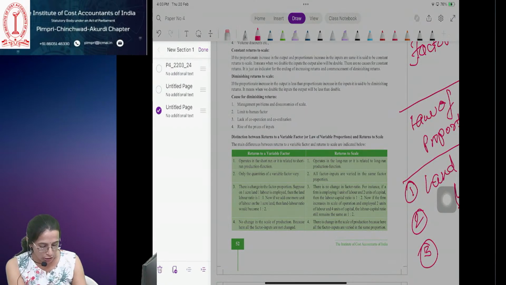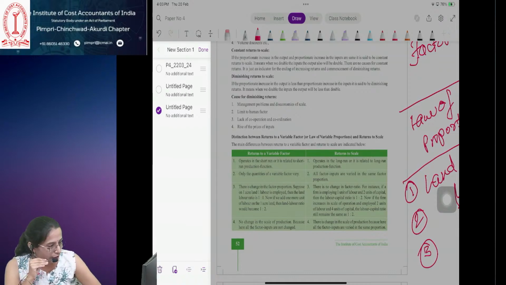Returns to a variable factor operates in the short run, or it is called short run production function. Returns to scale operates in the long run, or it is called long run production function. Next, only the quantities of a variable factor will vary, like one input factor will vary, others will remain constant.